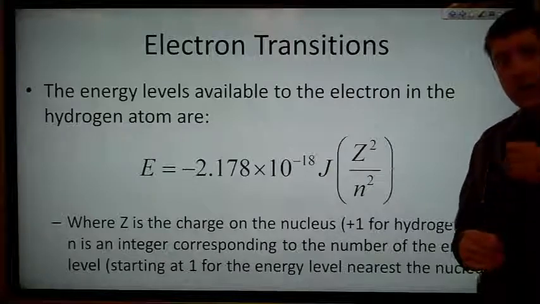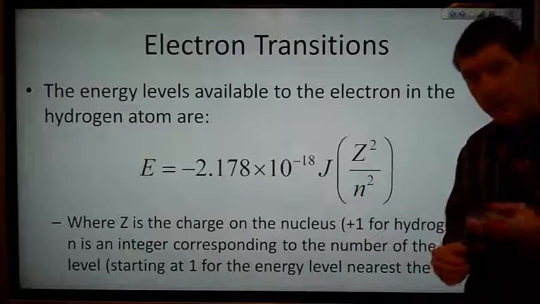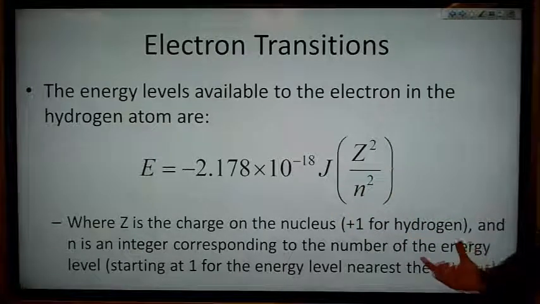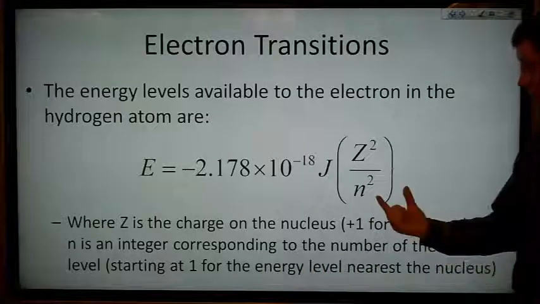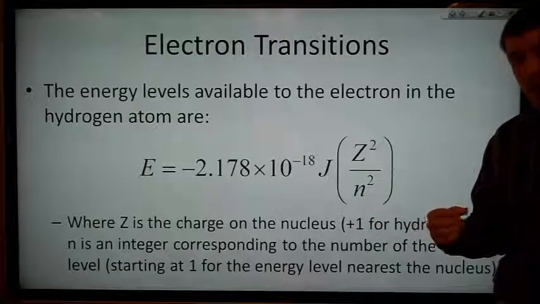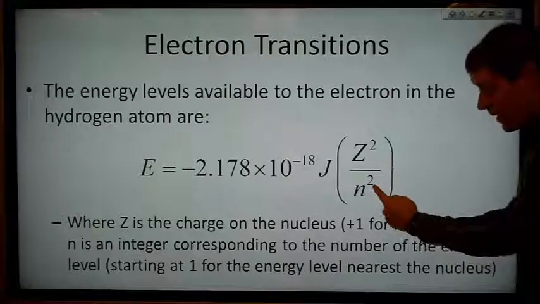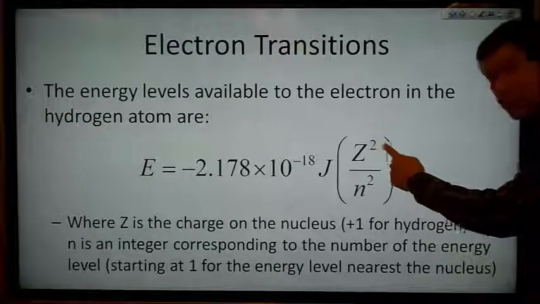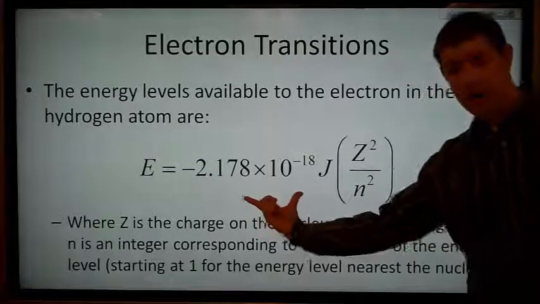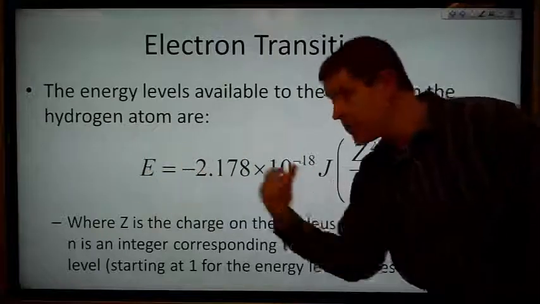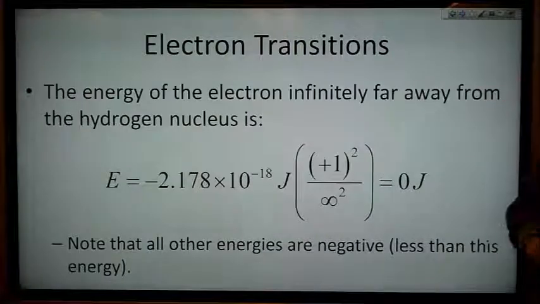So the first energy level has an N of 1, the second energy level out from the nucleus has an N of 2, the third energy level out from the nucleus has an N of 3, and so on. So again, starting at 1 for the energy level closest to the nucleus. So if we have an electron in energy level, say 3 for hydrogen, then Z is plus 1 for hydrogen, and N is 3. So we have plus 1 squared divided by 3 squared, so 1 over 9 times this energy. And that would be the energy for that third energy level.